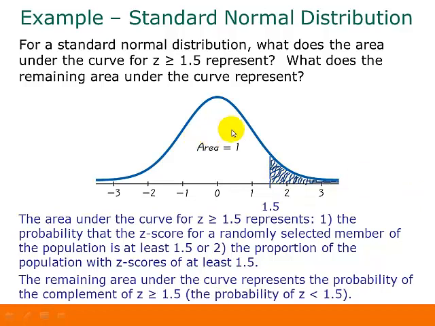The remaining area under the curve, in other words, the part over here that's not shaded, would represent the probability of the complement of the event z is greater than or equal to 1.5. So this part that's shaded is the probability for z greater than or equal to 1.5. The part that's not shaded would represent the probability of z less than 1.5. And remember, we said the total area under the curve had to equal 1. So if we knew the area of the shaded region, then we could find the area of the unshaded region by subtracting from 1.